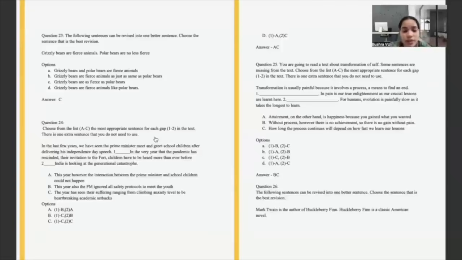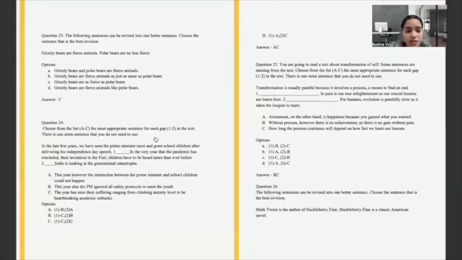See, this is what I've told you, right? Look at the correlation between the sentences. Okay. So out of the three sentences, this year, however, the interaction between the Prime Minister and school children could not happen. No, it did happen because he was there to deliver the speech. This year, also, PM ignored all safety protocols. This is a very negative statement, but if you look at the whole paragraph, it talks in a positive sense. So now, out of these three, only AC is happening. AC is the only answer that you can go for.